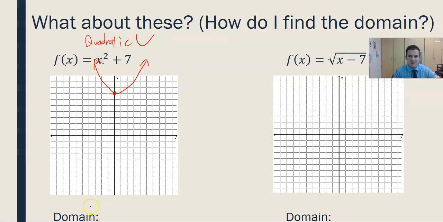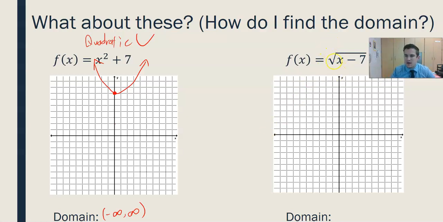What is my domain then going to be? Well, my domain, just like the one I had on the previous slide, is going to be negative infinity to positive infinity. When I have a quadratic function like this, a parabola, it's going to go on forever and ever and ever in both directions and up. So the domain is going to be everything from negative infinity to positive infinity.